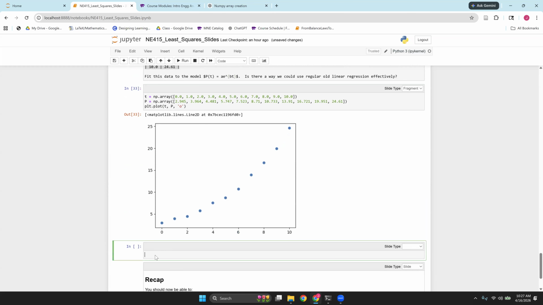Now to make the fit, from scipy.optimize import curve_fit.